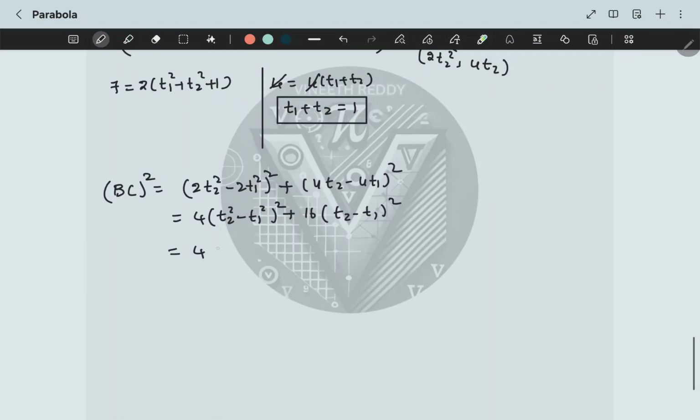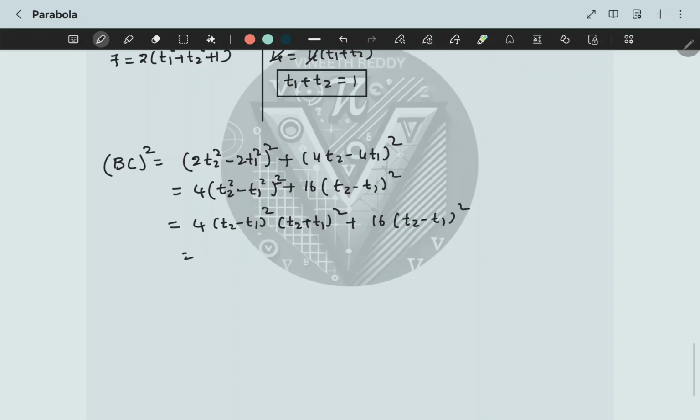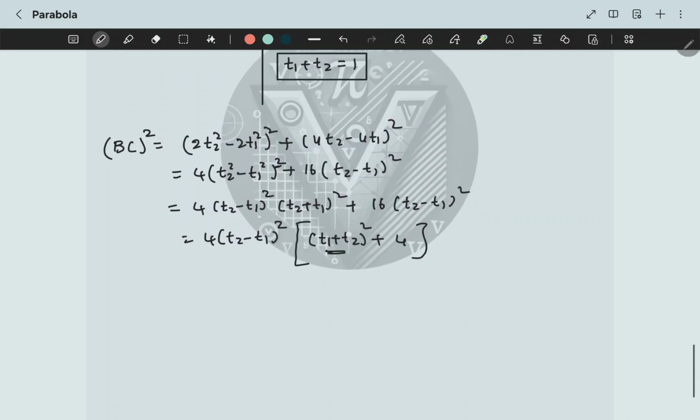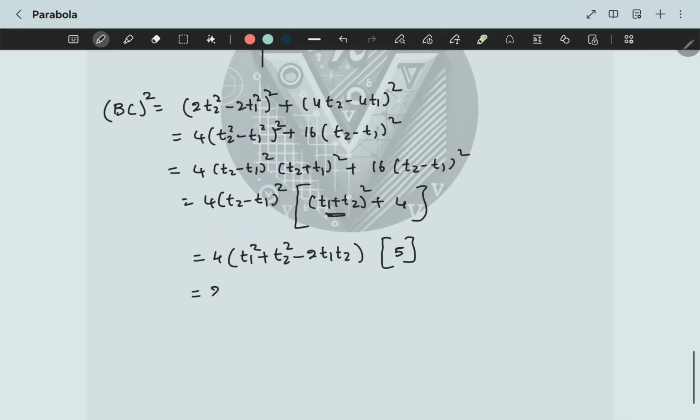So can I write t2 square minus t1 square as (t2 minus t1) into (t2 plus t1), whole square, because we do have a square here, plus 16 times (t2 minus t1) whole square. Now can I take 4 times (t2 minus t1) whole square common, and what will I get ultimately? Then I'll be remaining with (t1 plus t2) whole square plus 4. And what is t1 plus t2? Wonderful. So t1 plus t2 is 1. So we here have 4 into (t1 square plus t2 square minus 2 t1 t2) into (1 square is 1, 1 plus 4 is 5). Okay. So 4 into 5 is 20.